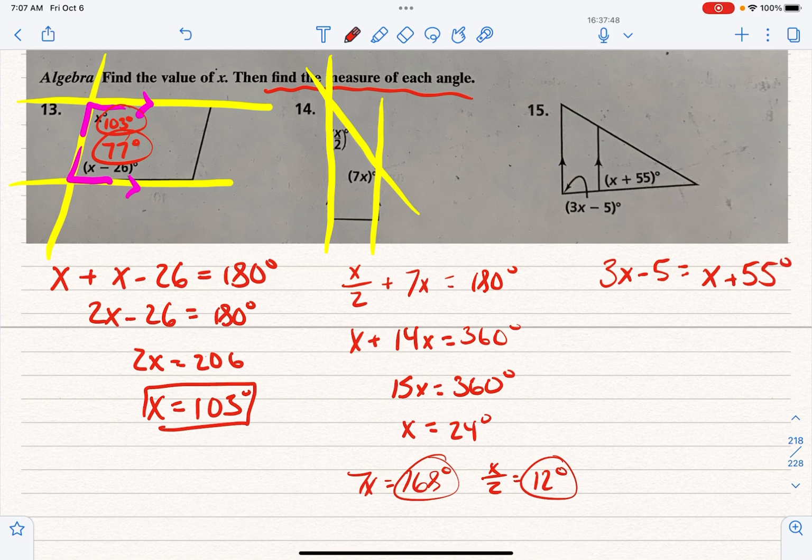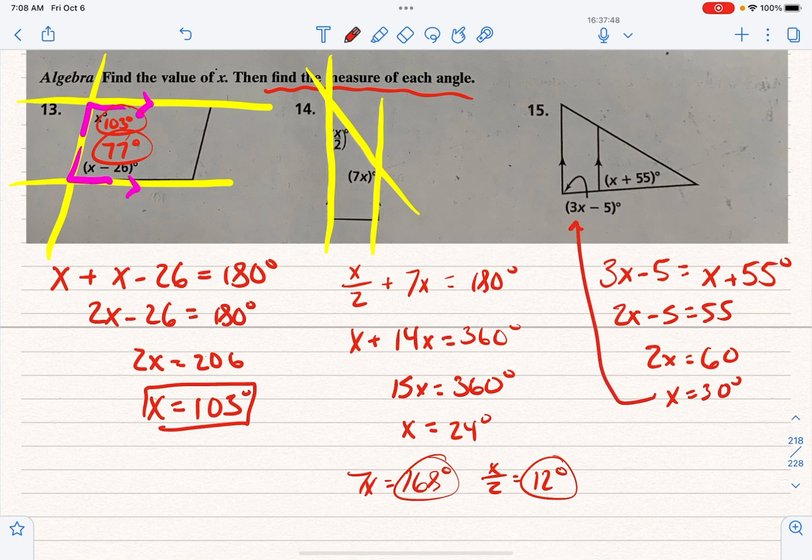Okay, and then we push all the x's to one side, so subtract x from both sides, we get 2x minus 5 equals 55. Add 5 to both sides, we get 2x is equal to 60, so therefore x is equal to 30. And then you can take that value and plug that back in. 3 times 30 is 90, minus 5 is 85, and 30 plus 55 is 85. And doesn't that make sense? Those two angles are congruent, because if lines are parallel, corresponding angles are congruent.